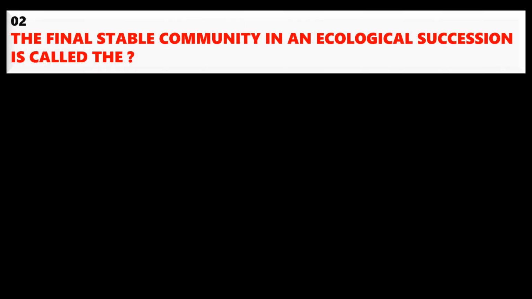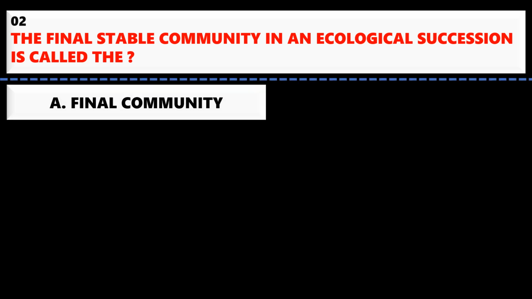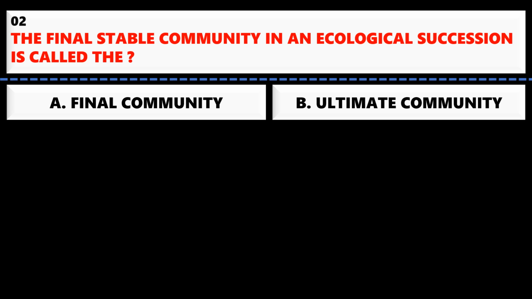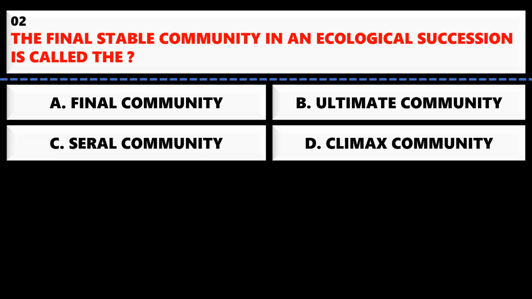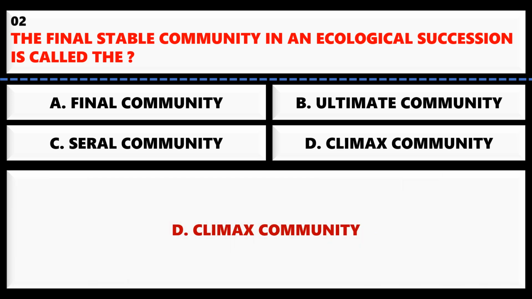Question number 2. The final stable community in an ecological succession is called, and the options are final community, ultimate community, serial community, and the last option is climax community. And the right answer is climax community is the final stable community in an ecological succession.